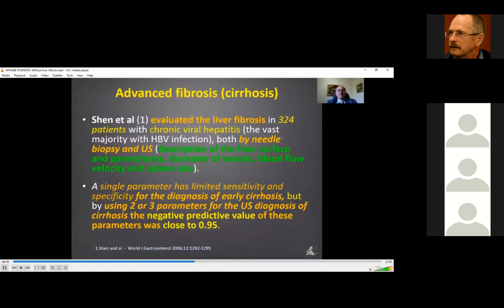There are two papers that were published looking at advanced fibrosis or cirrhosis. This is one in chronic viral hepatitis, where they compare ultrasound with liver biopsy. They look at the surface of the liver or structure of the parenchyma, the diameter of the blood vessels, portal vein mainly, blood flow velocity and spleen size. Using only one parameter like liver surface, the sensitivity is not very high. But if they use two or three parameters from ultrasound, they can have a negative predictive value that is close to 0.95. Then we can exclude advanced fibrosis.